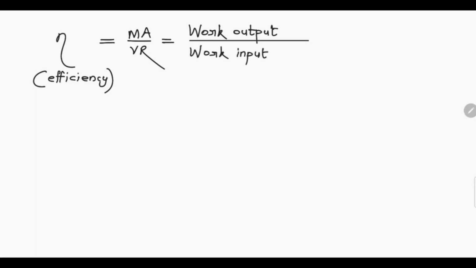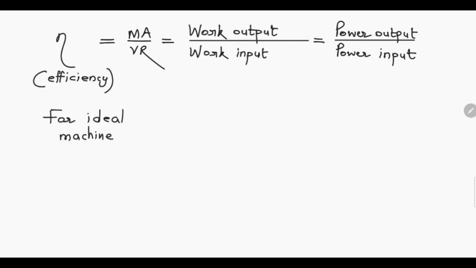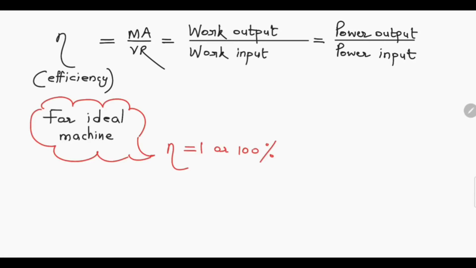Next formula is efficiency of a machine, which is equal to mechanical advantage upon velocity ratio. It is also equal to work output upon work input. And in terms of power, we can also write it as power output upon power input. For an ideal machine, remember, efficiency is always equal to 1 or 100%.